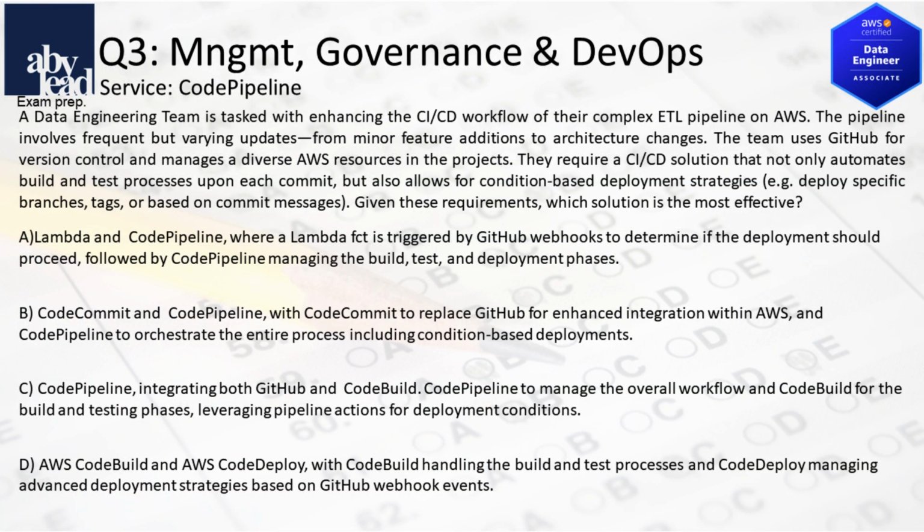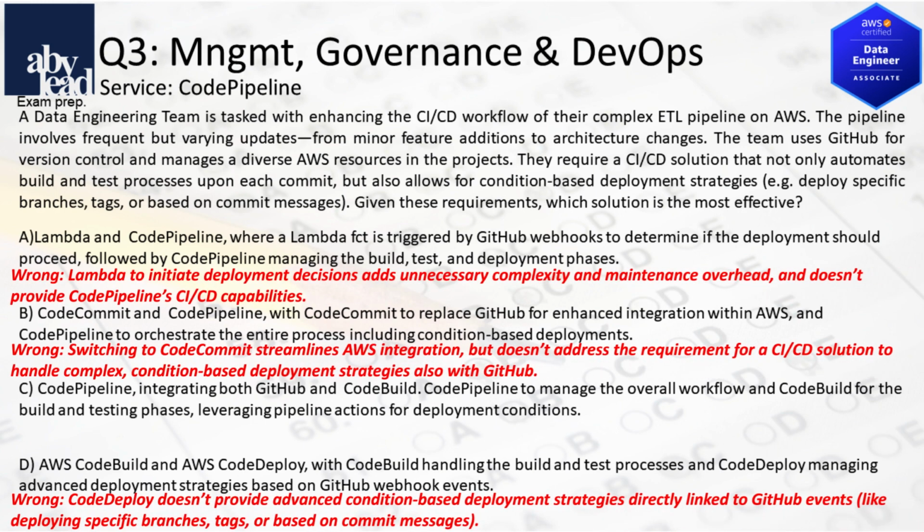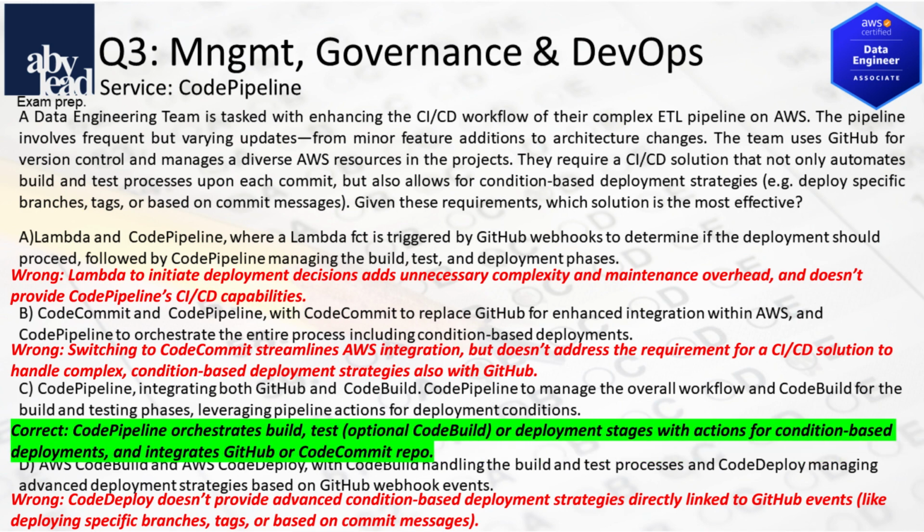Question 3. How to enhance the CI/CD workflow of an ETL pipeline with GitHub and condition-based deployment. CodeDeploy doesn't provide condition-based deployment strategies linked to GitHub events. Lambda to initiate deployment decisions is too complex without CI/CD capabilities. And CodeCommit streamlines AWS integration but without GitHub and CI/CD deployment. The right choice is CodePipeline with GitHub to orchestrate stages and actions for condition-based deployments.